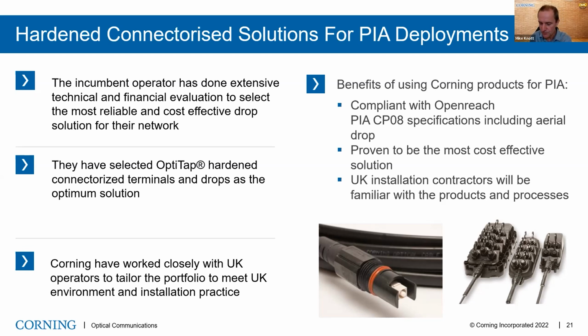Openreach have their own requirements, which they set on any operator using PIA. There are particular specifications of the products, not really related to the optical performance, but definitely related to the mechanical performance. And they are specific to Openreach, not common within the industry. So, there's an aerial spec CP08. Clearly, our products and these type of products have met that specification. So, it's taken as a given that any AltNet will be given permission if they're using these products. They're proven to be the most cost-effective solution.